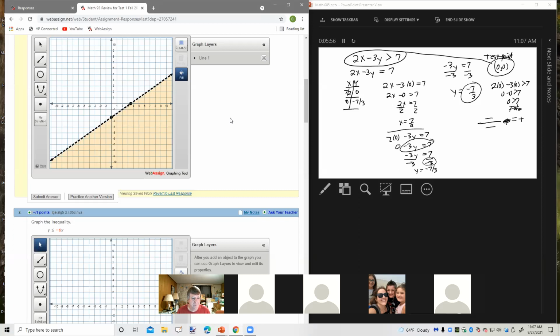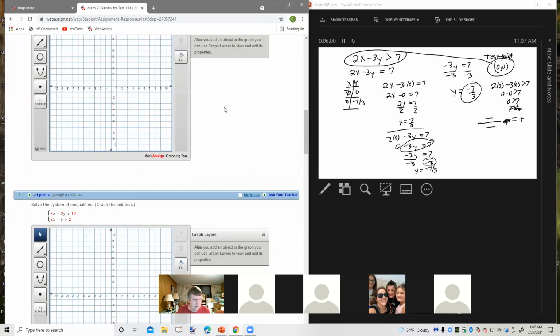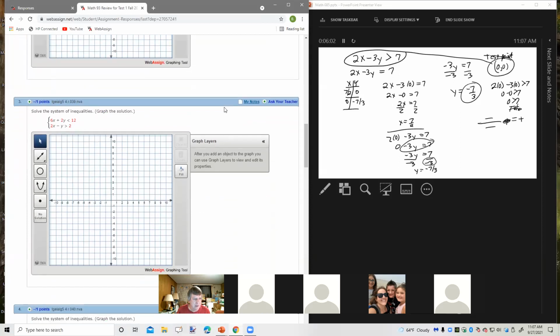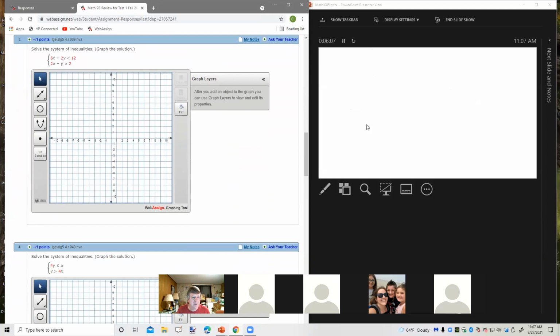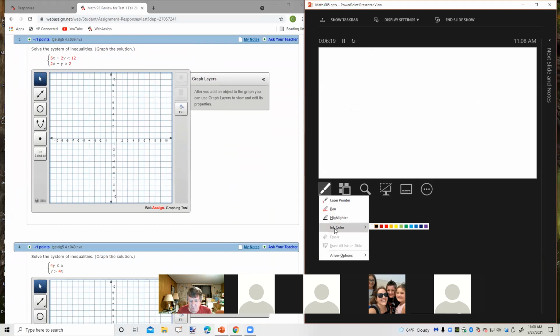All right. Let's take a look at another example. Tell you what, let's just go ahead and do this one, number 3. This is from 4.5, where we're solving a system of linear inequalities. Okay. So let's see here. We're still using black. That's good.